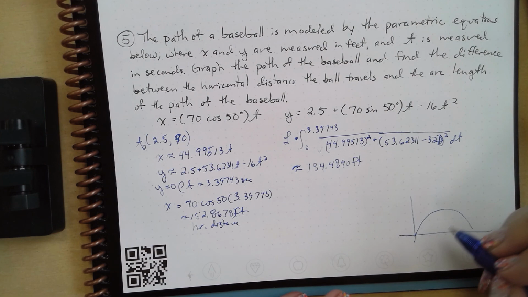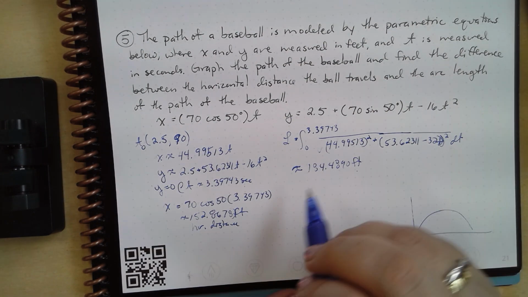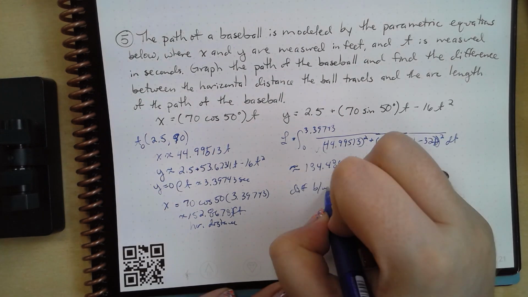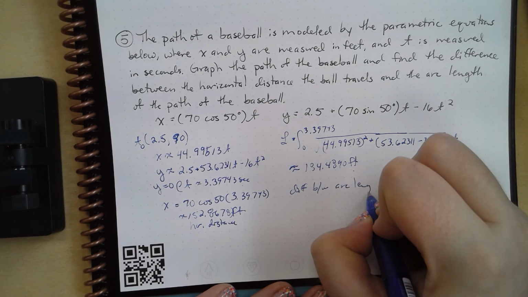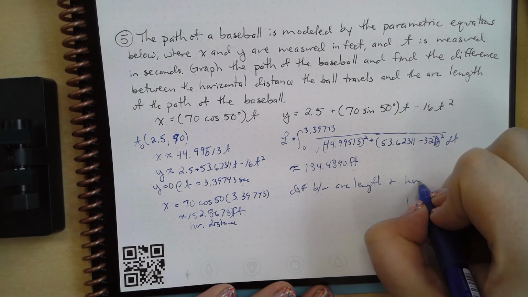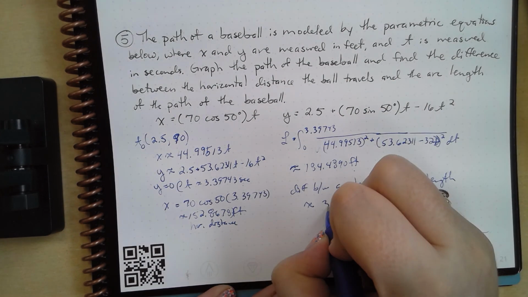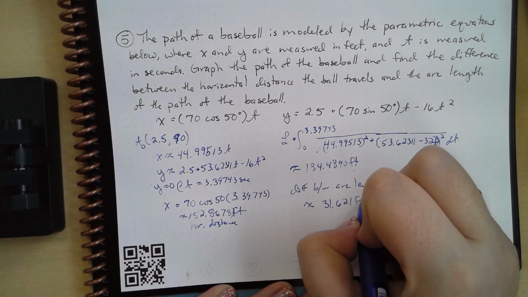So our arc length is 184-ish. Our horizontal distance is 152-ish. So if we do some subtraction, the difference between arc length and horizontal length is approximately 31.621 feet. Okay? All right, I think pretty good.